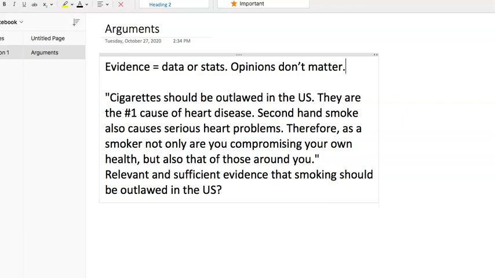Whereas this is a good argument that cigarettes are bad for you, but it would not be relevant and sufficient evidence that smoking should be outlawed in the U.S. And so that's how you would answer that question.